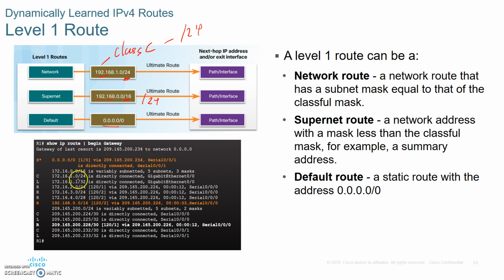If you look at the routing table for R1, we have two level 1 ultimate routes. This is a level 1 ultimate route, which is your default route, and this is another level 1 ultimate route. This is actually a supernet, a /16, and you have an exit interface and a next hop. How about this? This is also a level 1 route, 172.16.0.0/16. This is a network route, but it doesn't have an exit interface or next hop. So this is what we call a level 1 parent route, which we will look at in the next slide.